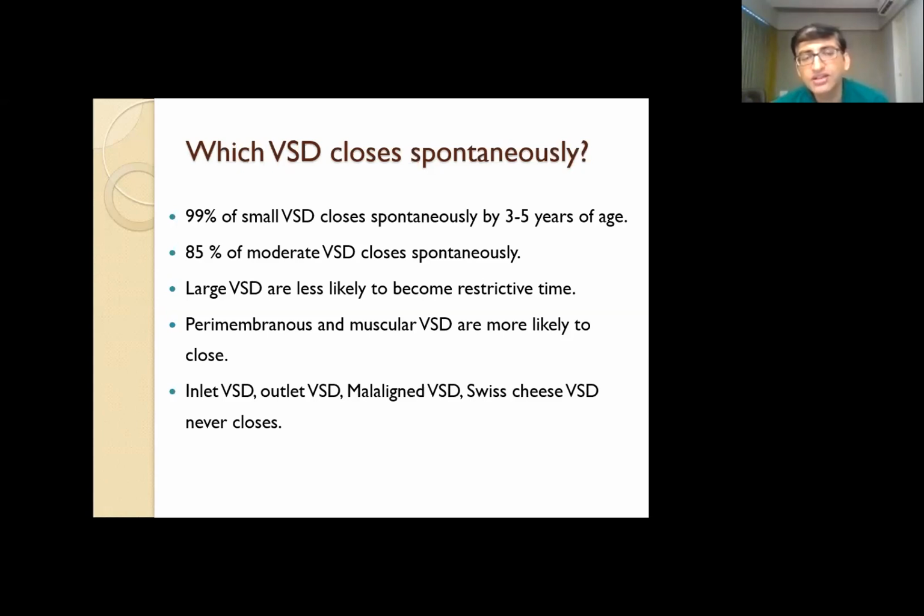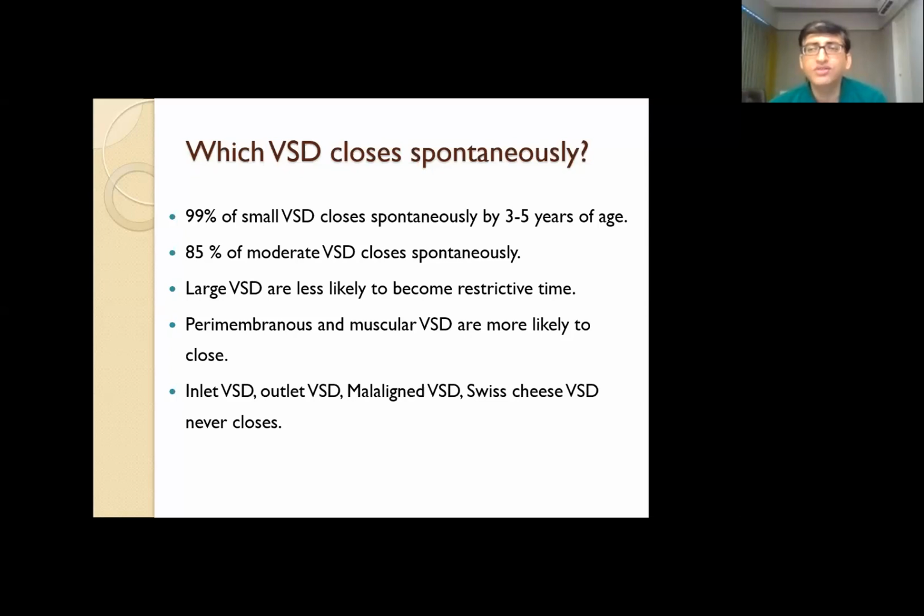Large VSD, there is severe pulmonary hypertension, they are less likely to be restrictive, and you need to treat them early. If you don't treat them early, either they go into CCF or they go into Eisenmengerization. So depending upon the size of the VSD, small and moderate VSDs are likely to close, and large VSD are less likely to close spontaneously.